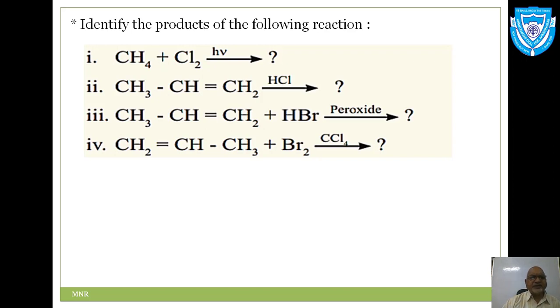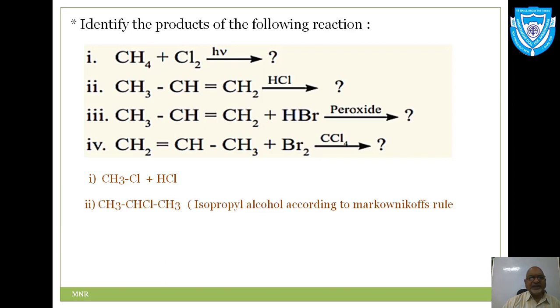If you see in the first reaction, methane is there, treated with chlorine. So what will be the product? The product will be CH3Cl plus HCl, that is methyl chloride and hydrogen chloride. The second reaction is CH3CH double bond CH2 treated with HCl.